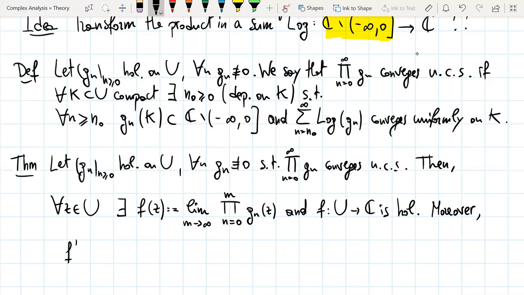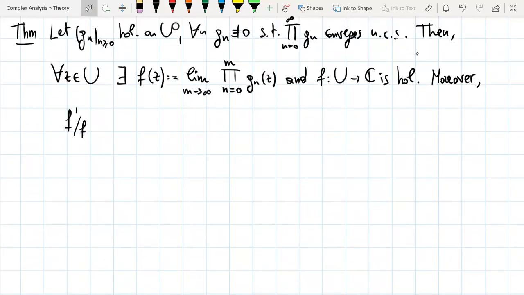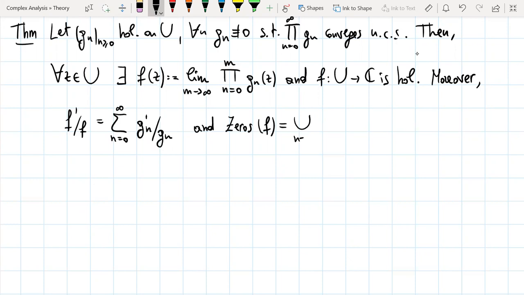What we can do is say something about f prime divided by f. This will be a meromorphic function because f is holomorphic. So f prime divided by f will be a meromorphic function. This meromorphic function is actually an infinite series of the meromorphic functions given by g_n prime over g_n. Not only that, we can also say something about the zeros of F, the set of zeros. This will be just the union of the sets of zeros of the g_n. Okay, this last property is kind of clear because if you have a finite product, you know that the finite product is zero when one of the factors is zero. And what we are saying here is that the same holds for this infinite product. So very good. This is the statement of the theorem.